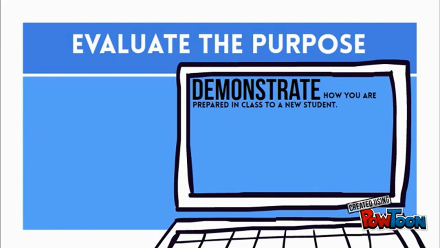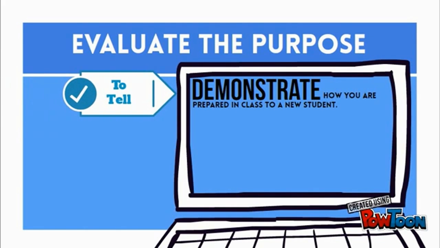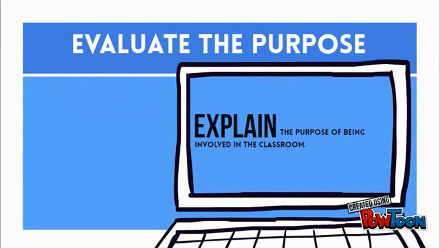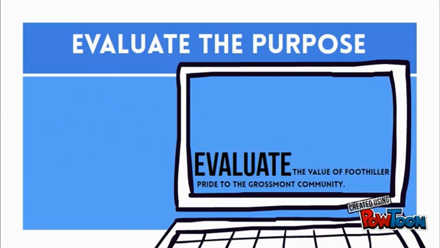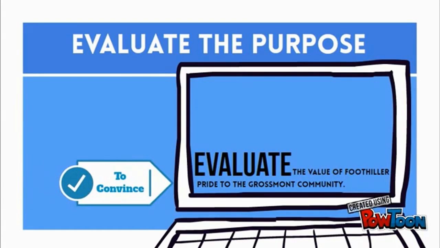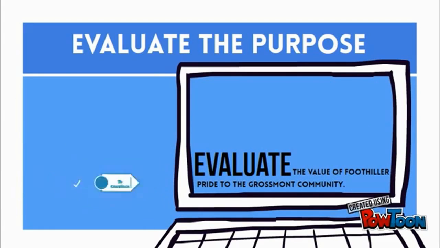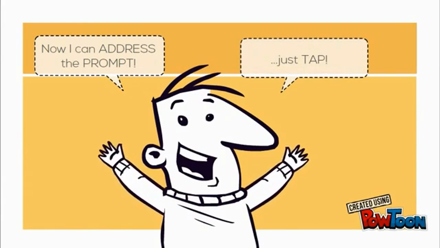The first asks you to demonstrate, which means you need to tell a story in your response. The second asks you to explain, which means you need to give information that makes the meaning clearer. Finally, the last prompt asks you to evaluate, which means you need to convince your reader of your opinion on the subject. Now you know how to address the prompt. Just tap.